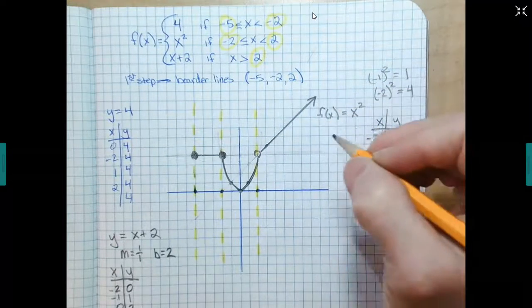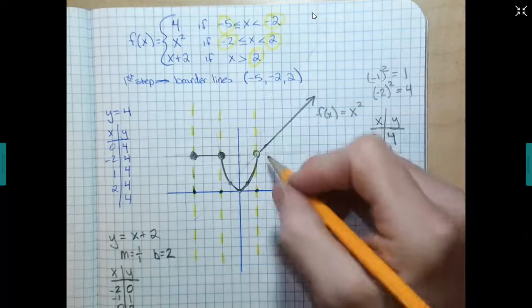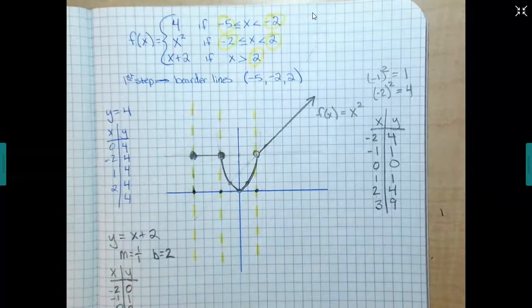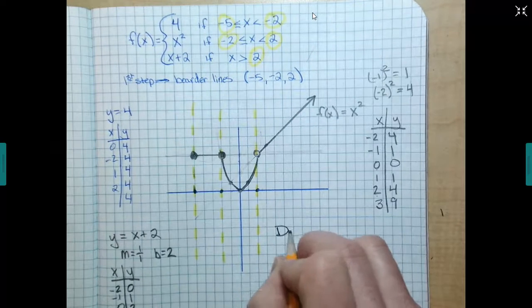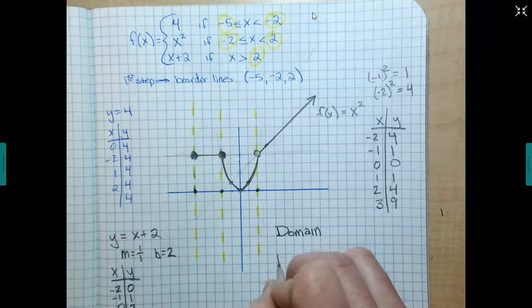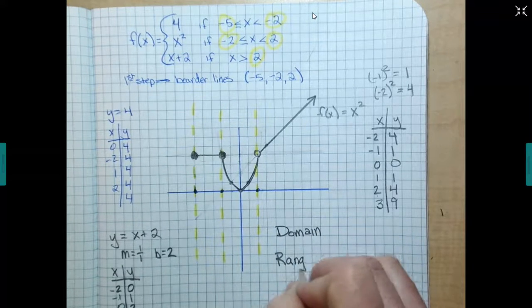There's my x is greater than 2. So I just graphed my function. There's my function. And the last piece I'm going to do is my domain and my range.